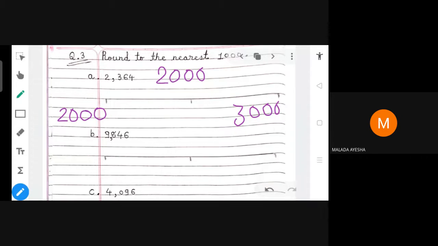In question B, this is 9846, and here the heading is nearest 1000. So we have to see only thousands place. And you can even think about the before number also, that from the before number, which is the closest number which has 9. And then how many zeros shall we write? 9000.